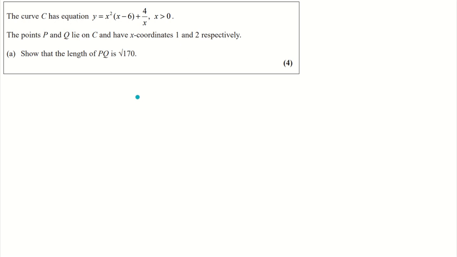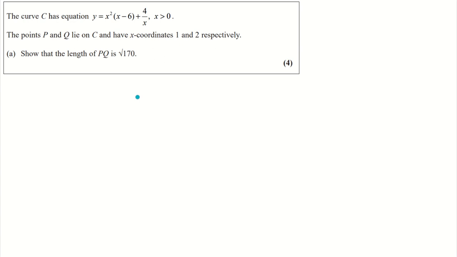The curve C has the equation y equals x squared (x minus 6) plus 4 over x, where x is greater than 0. The points P and Q lie on C and have x-coordinates 1 and 2 respectively. Show that the length of PQ is root 170.